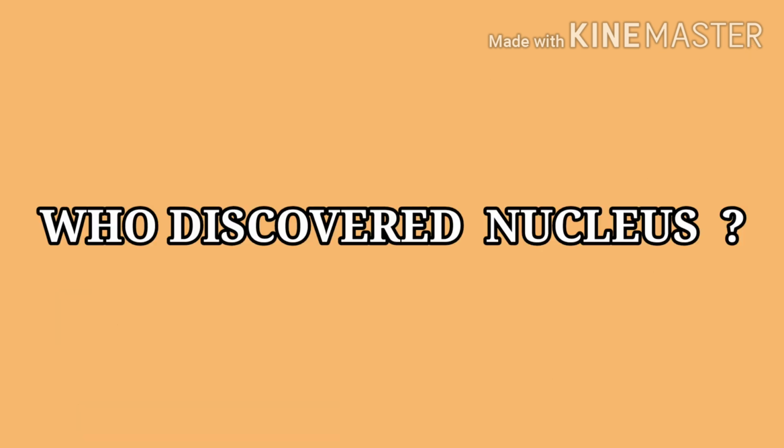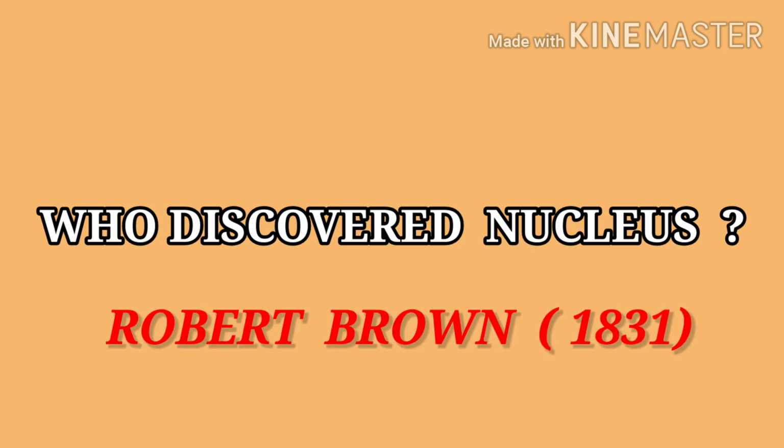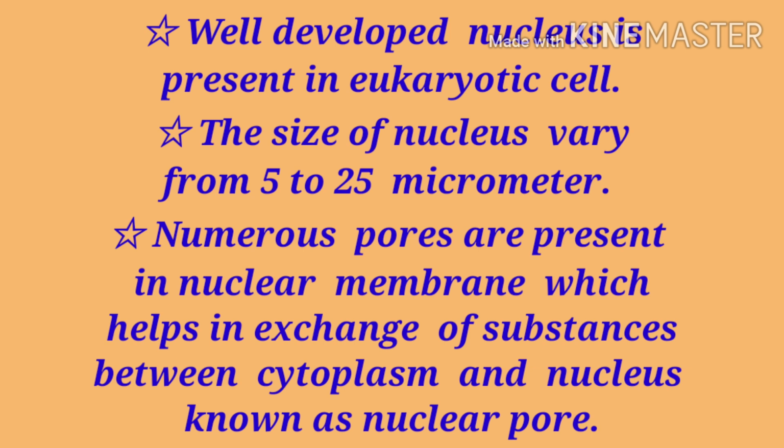One more question, students. Do you know who discovered the nucleus? The answer is Robert Brown. Robert Brown discovered the nucleus in 1831. A well-developed nucleus is generally present in a eukaryotic cell. Well-developed means the nucleus in which the nuclear membrane is present, and the size of the nucleus generally varies from 5 to 25 micrometer. Between the nuclear membrane, some pores are present which help in the exchange of substances between cytoplasm and nucleoplasm, known as nuclear pores.